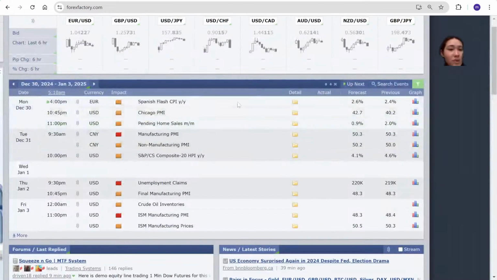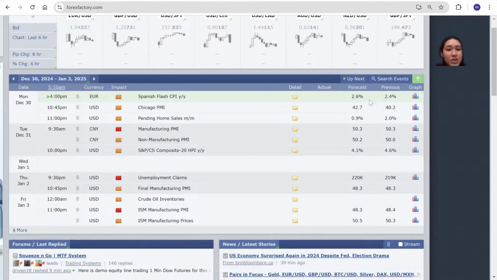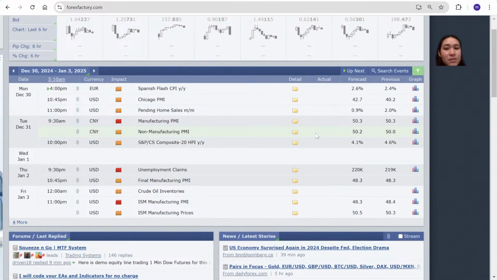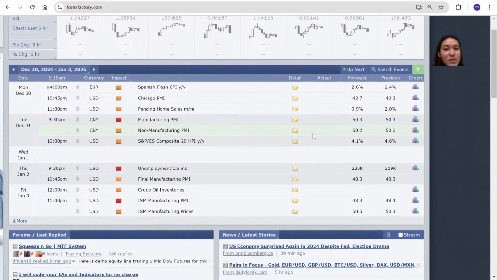So let's start off with today. We have Eurozone Spanish flash CPI. This is inflationary data and it's forecasted to come out slightly higher than previous at 2.6%. We also have US Chicago PMI, as well as US pending home sales. On Tuesday, tomorrow, we have China's manufacturing PMI and non-manufacturing PMI data. Manufacturing is expected to remain the same. Non-manufacturing is expected to increase slightly.